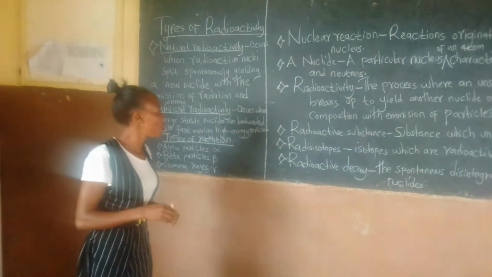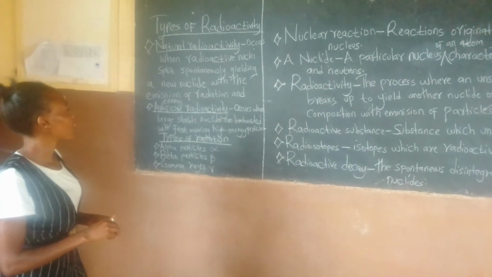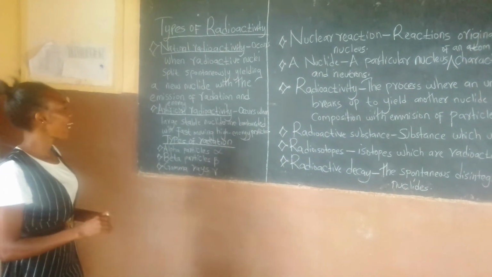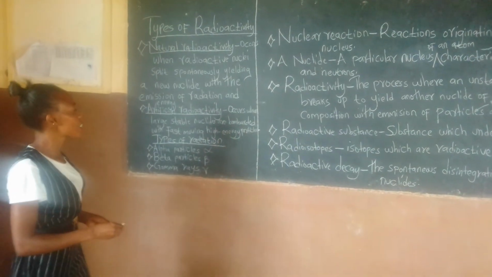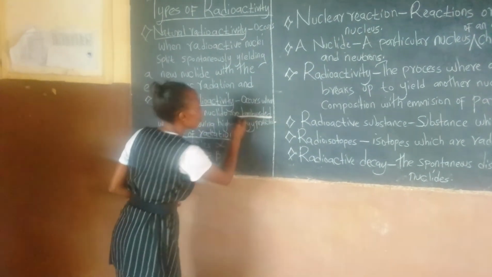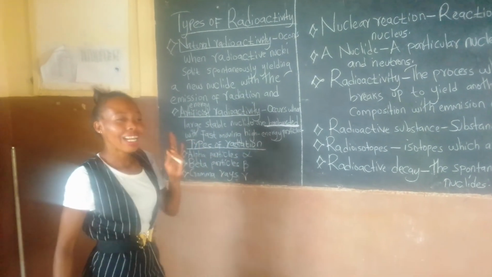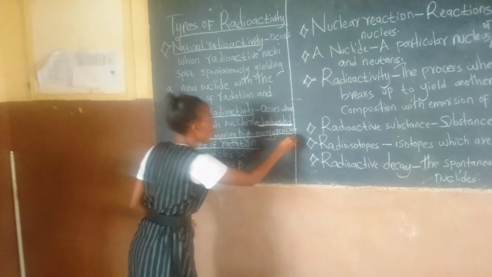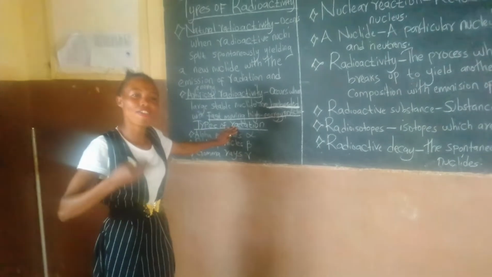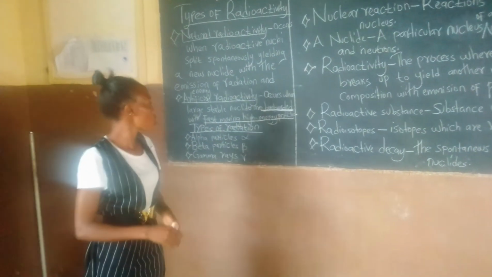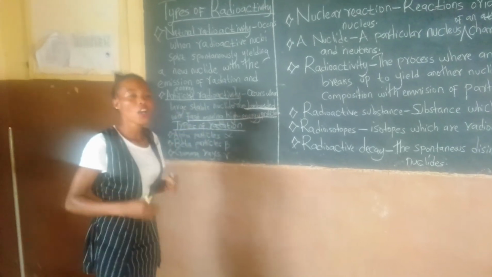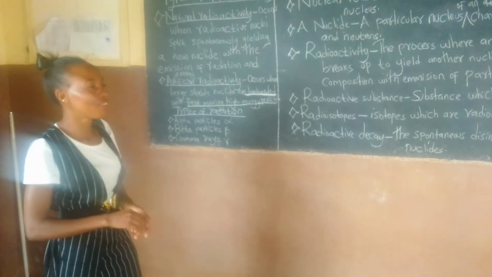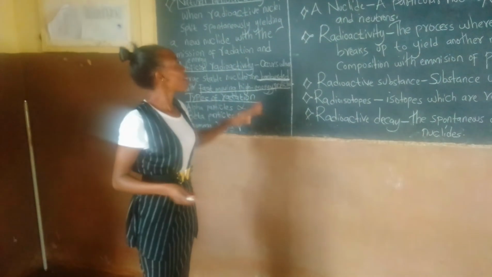But now we have artificial radioactivity. When does artificial radioactivity occur? It occurs when a large stable nuclide is bombarded with fast-moving energetic particles. What is bombarding? It is fast-moving energetic particles that bombard the large stable nuclide, and that is what we refer to as artificial radioactivity. After this, we have now seen the types of radioactivity.